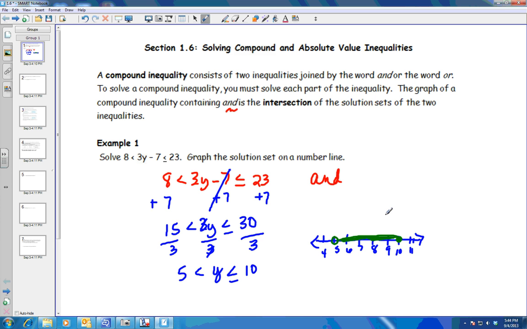If I wanted to write this in interval notation, which they don't ask us to do, but remember, I did that wrong, let me erase that. Interval notation would look like this: parenthesis 5, 10 with a bracket, because it's open at 5 and closed at 10. Okay, so that's example 1.